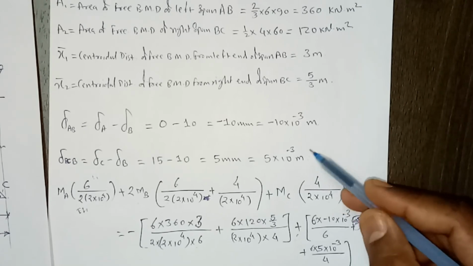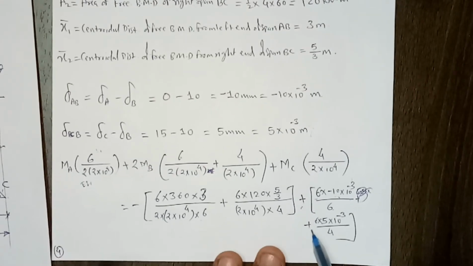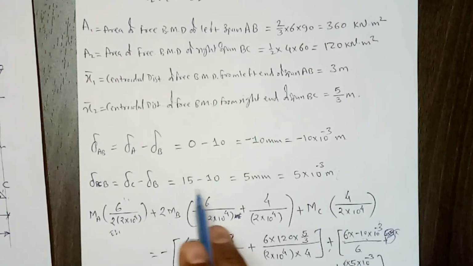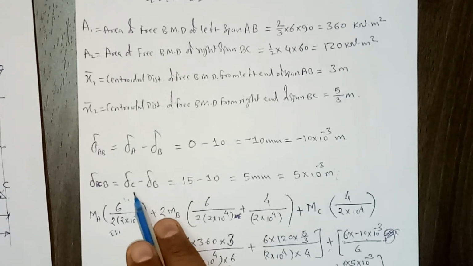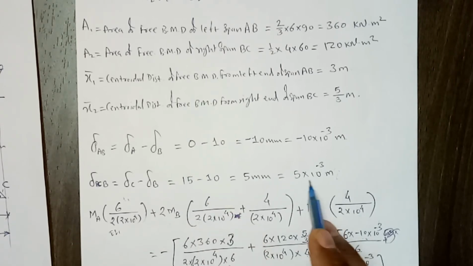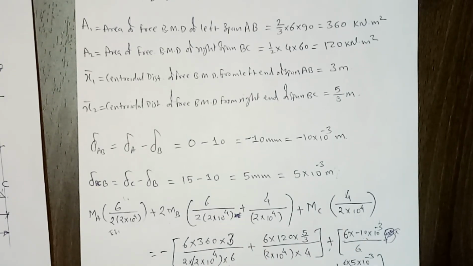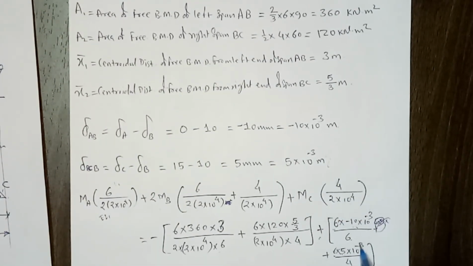These delta values we have to substitute, which is 6 delta AB. So 6 into delta AB, which is 10 raised to minus 3, divided by L1, which is 6 meter, and then plus 6 multiplied by delta CB. Delta CB is positive 5, since support C is also sinking down, by 15 mm, and the mid support is sinking by 10 mm. So the value we are getting is 5 into 10 raised to minus 3 meter. So 6 multiplied by 5 into 10 raised to minus 3 by L2, which is 4 meter.